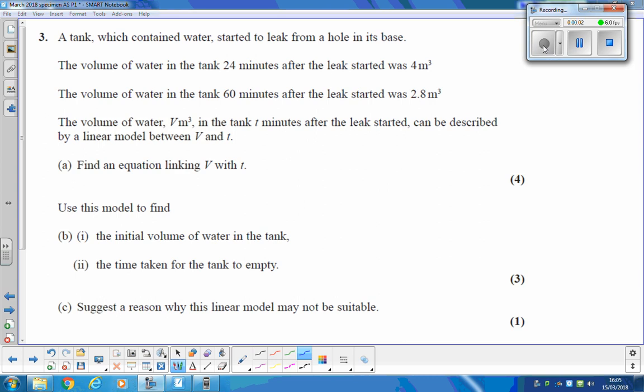Question three is the first one with a lot of reading. You've got to read all of this because if you skim through it, you miss the most important word. It's this bit here. It says there's a linear model. A linear model meaning that we've got the volume is some number times t plus some other number. I'm going to use A and B. You could use M and C or anything like that. But if you haven't got that, you're not going to be able to do the rest of the question.